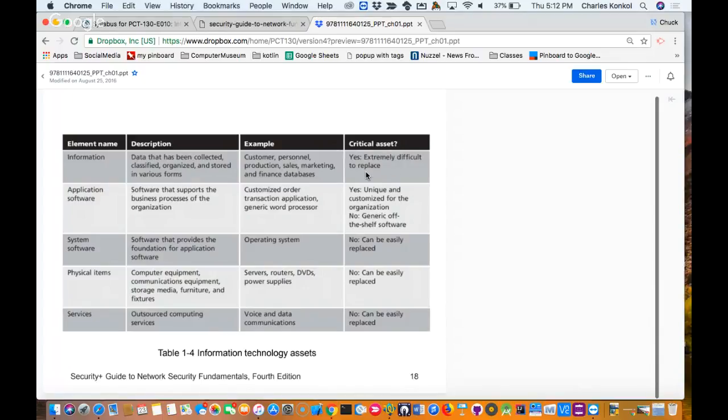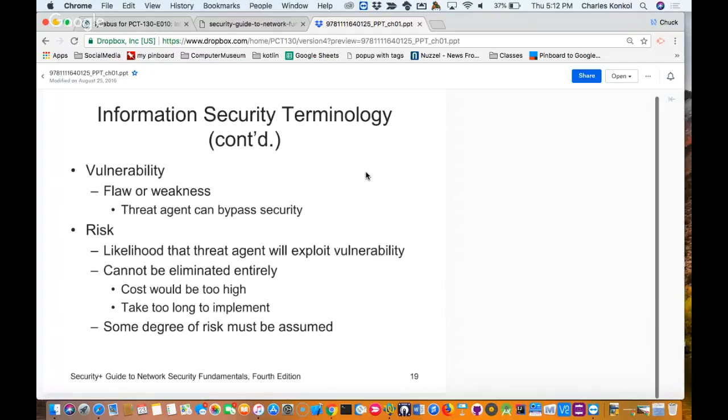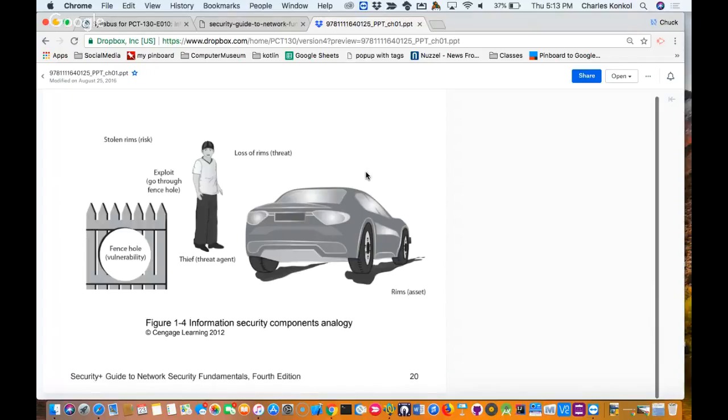Next would be services, the last one. Outsourced computing services, voice and data communication. Is this critical? No, it can be easily replaced because it's outsourced. So there can be some that are critical, some that aren't. Vulnerability would be flaws or weaknesses in the network or in a system. Risk is the likelihood that a threat agent could exploit that vulnerability, and the cost could be really high, and it could take long to implement.